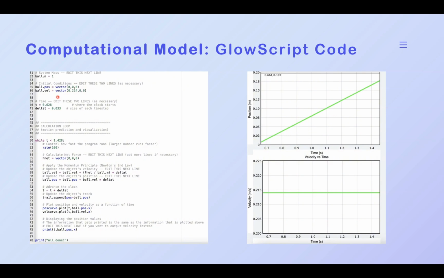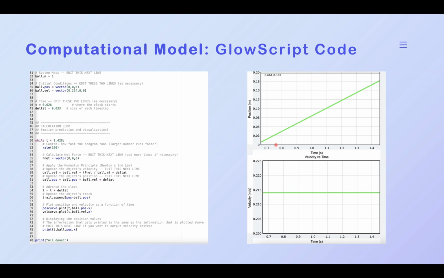So I just applied the initial conditions I assumed here. Like the initial velocity is 0.214, starting time 0.628, and the delta time is 0.033. And also see here the final time is 1.428. For the others, I just set the Fnet to be 0 because we assume there's no air resistance or friction, so the net force should be 0. Then these two are the plots I got from the code.